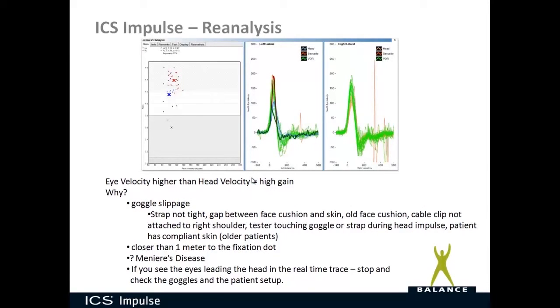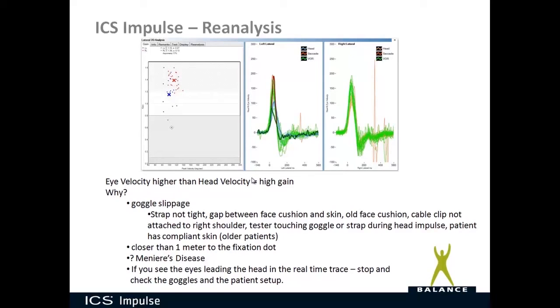So the first thing I want to talk about is, why does this data look this way? The eye velocity is higher than the head velocity, and therefore we have these really high gains. And we've got these high gains not only on the left side, but also on the right side. So the first thing you have to do is rule out goggle slippage.